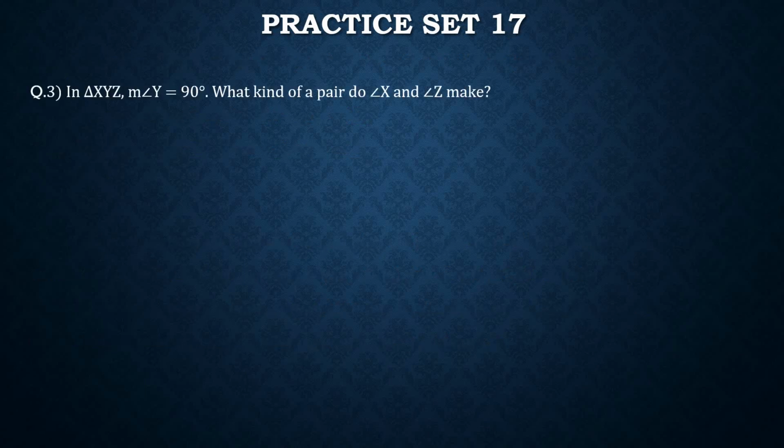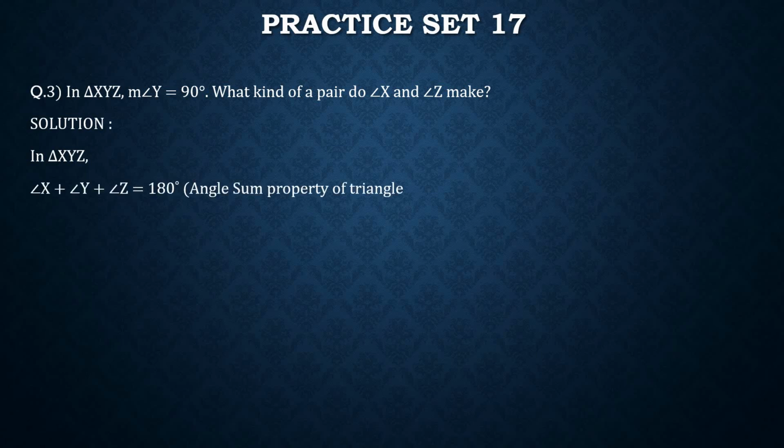Third sum of practice set 17. In triangle XYZ, major angle Y is equal to 90 degree. What kind of pair do angle X and angle Z make? Solution. In triangle XYZ, angle X plus angle Y plus angle Z is equal to 180 degrees. The reason behind it is angle sum property of a triangle.